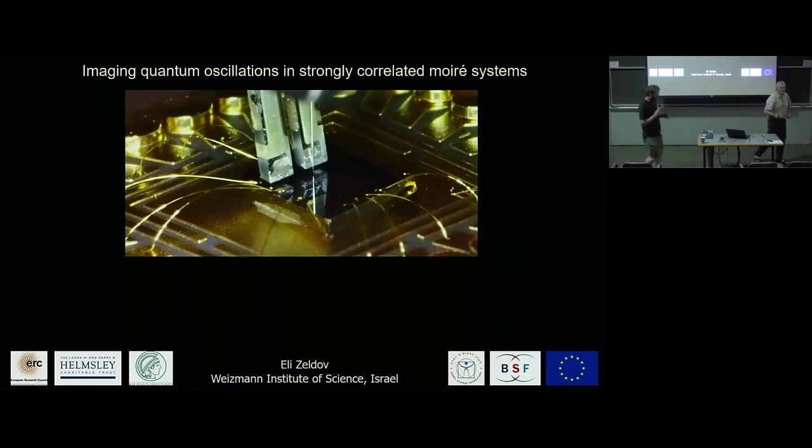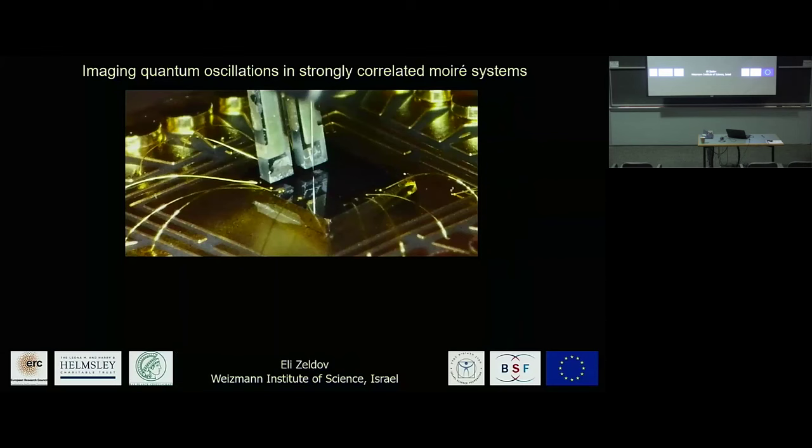Okay, so I want to thank the organizers for the wonderful conference and for all of you who stayed to the bitter end. So I'll talk today about imaging quantum oscillations in various van der Waals materials.